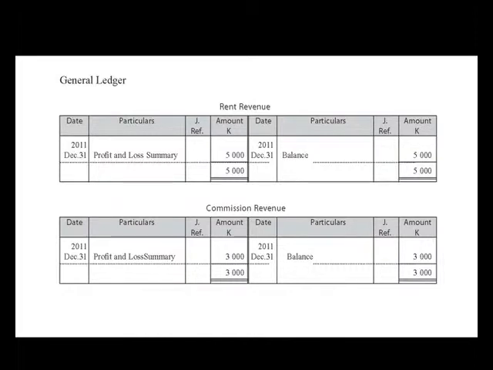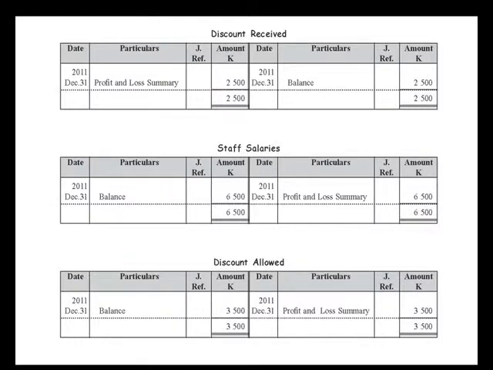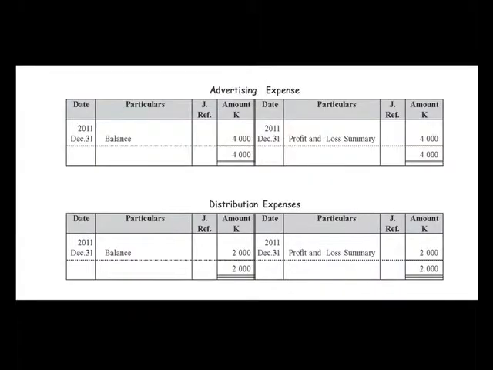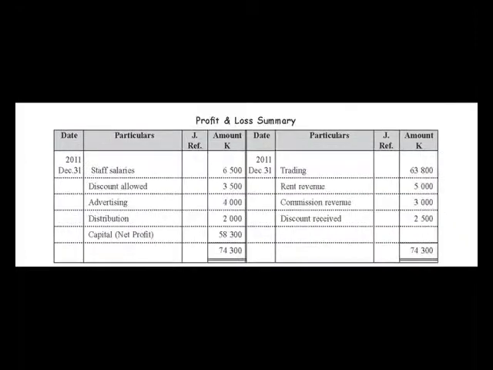Rent account balance 5,000 as shown in your question. Commission revenue 3,000, and all these balances are transferred to the profit and loss summary account. Discount received. Staff salaries expense account, therefore the balance is on the debit side. Discount allowed, balance on the debit side. Advertising, debit side. Distribution, debit side, because these are expense accounts. And the profit and loss summary account.